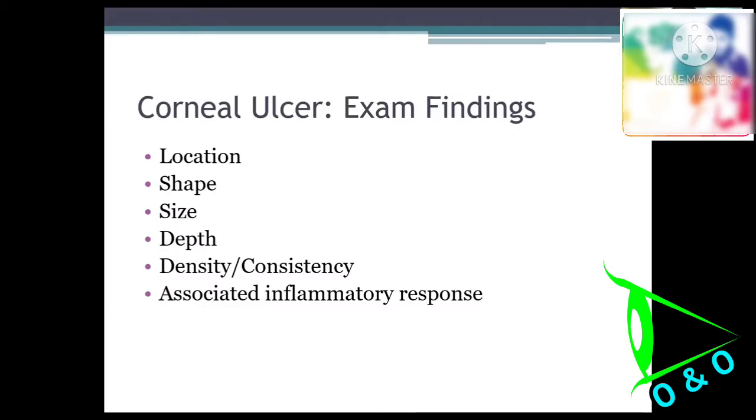Also look and see if there's an associated inflammatory response, meaning are there keratic precipitates? Is there a lot of haziness around the actual borders of the corneal ulcer, in the stroma? You can sometimes see a lot of haziness. So note all that, and put that all in the exam.